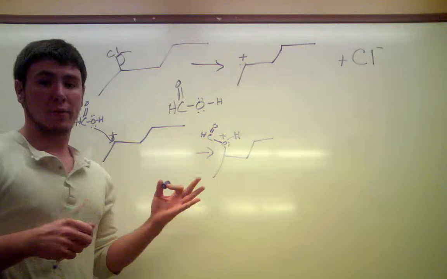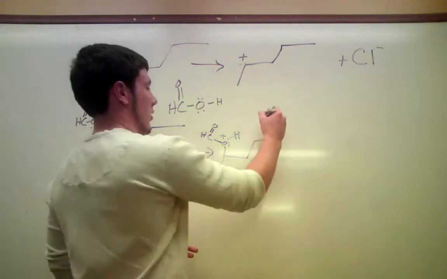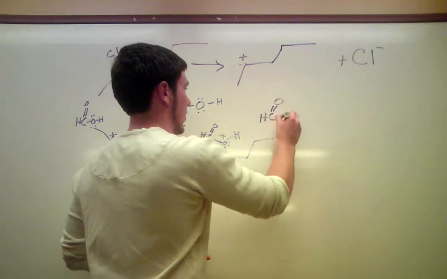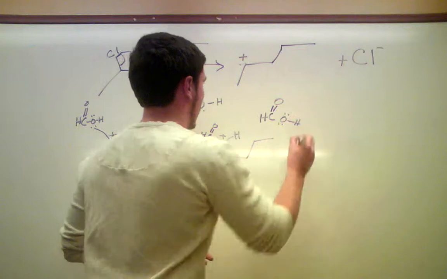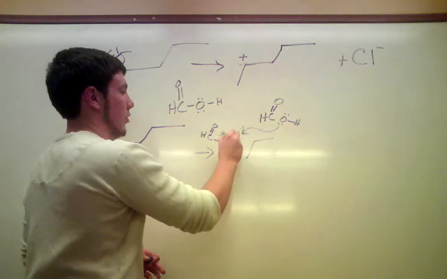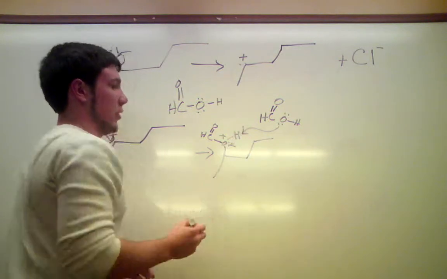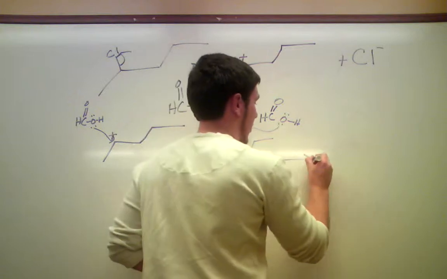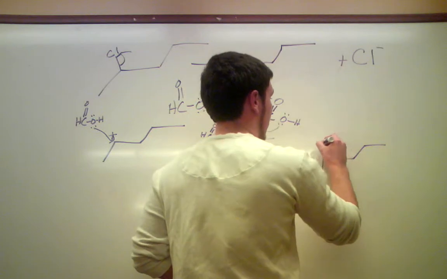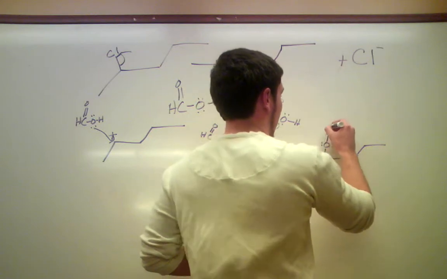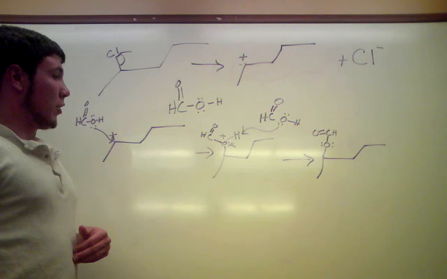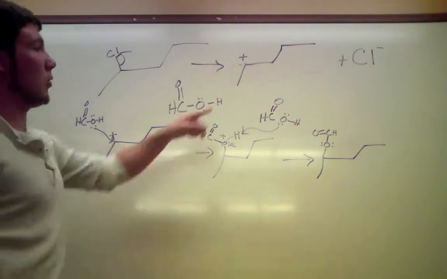So to get rid of this plus, what we can actually do is use more of this base here, and actually pull off this hydrogen and then donate these electrons back to this oxygen, so that what we're left with completely is just an O, CH. So there's one of our products.